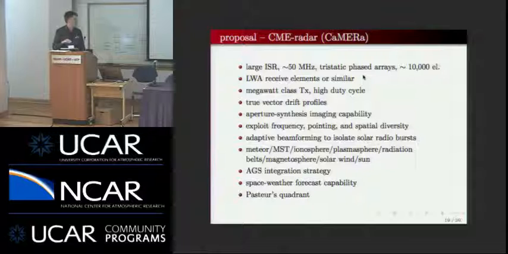And it's really the ultimate integration strategy with a space weather forecast capability, if you really could have range, bearing and Doppler on CMEs, and it falls into Pasteur's quadrant. So that was the proposal. And since then, some of us have been thinking about if this is feasible and how it might look. And this session is in part a response, not entirely, but in part a response to this idea. And so that's what we want to listen to.